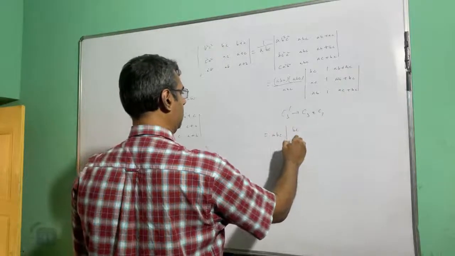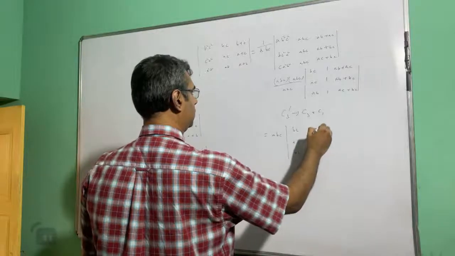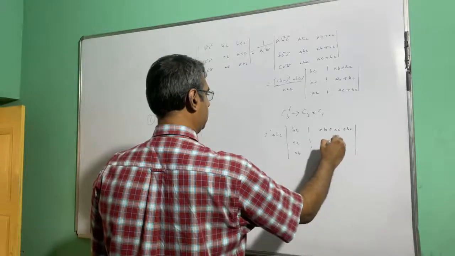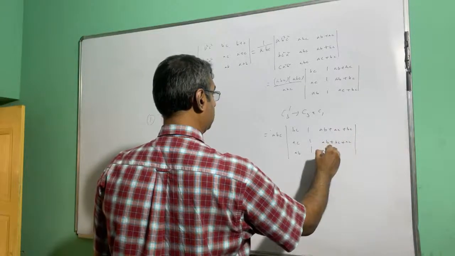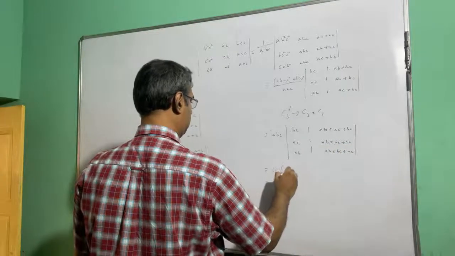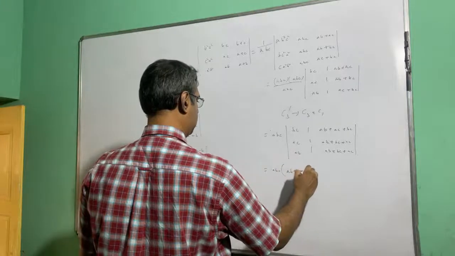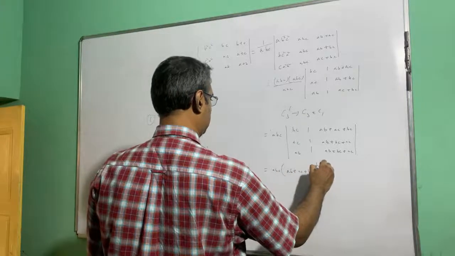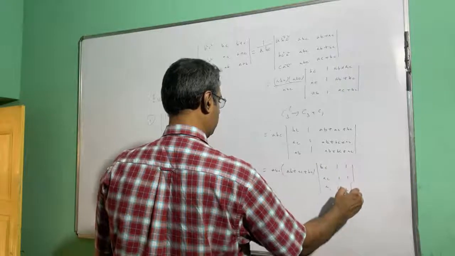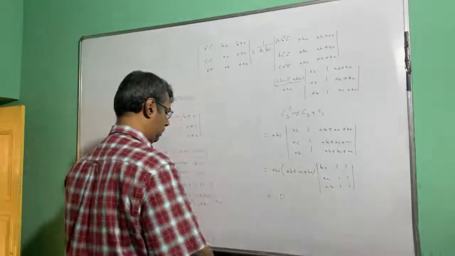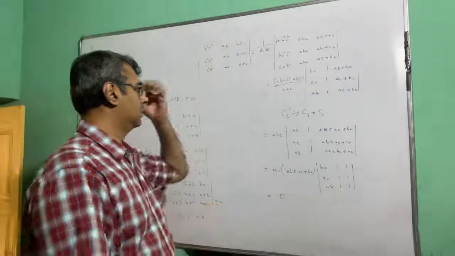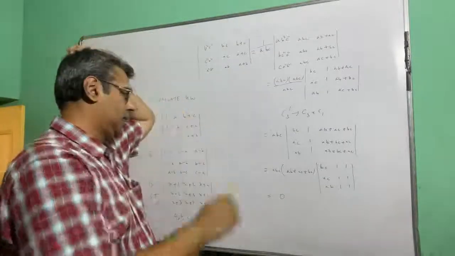So you know exactly what it means. You have to take the existing third column and add the first column. And then you take ab plus ac plus bc common from the third column. So the answer is coming to 0.